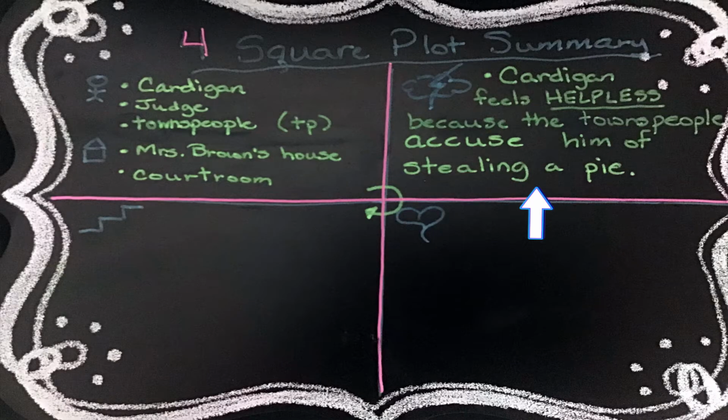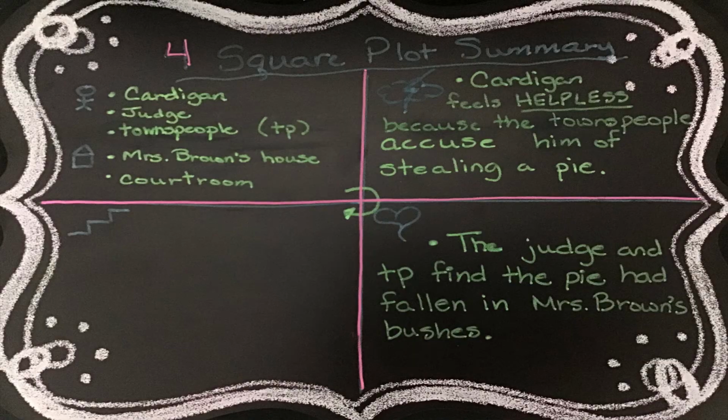Okay? Now, what was the heart moment? Where was that moment that you just felt good about things? You got closure over the story. That's right. That was when the judge walked the townspeople, as well as Cardigan, to Mrs. Brown's house, where they actually found the pie in her bush. Therefore, they found out Cardigan was not guilty, was he?